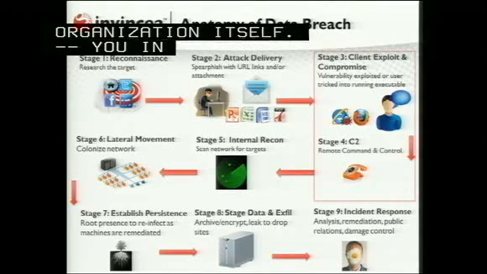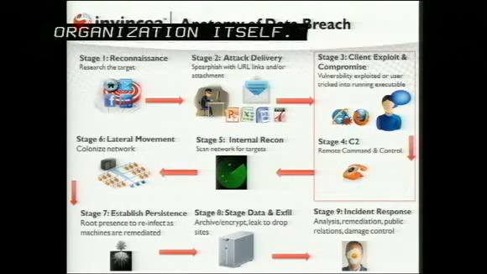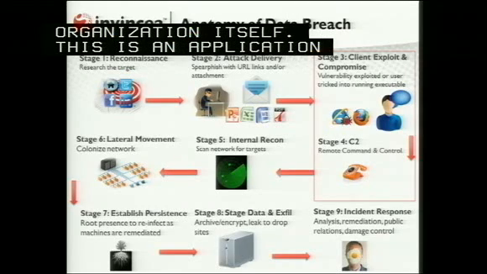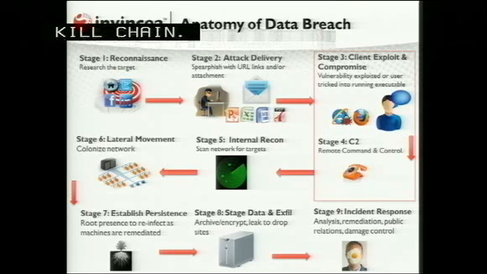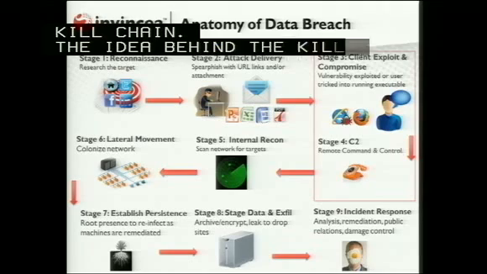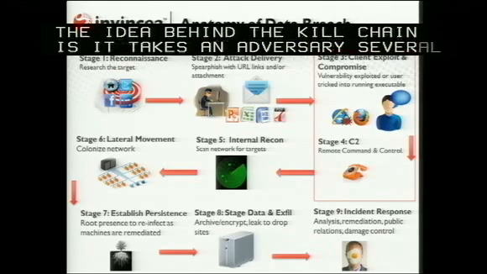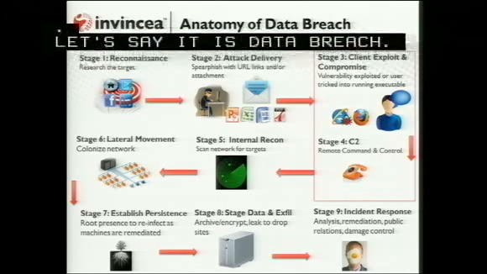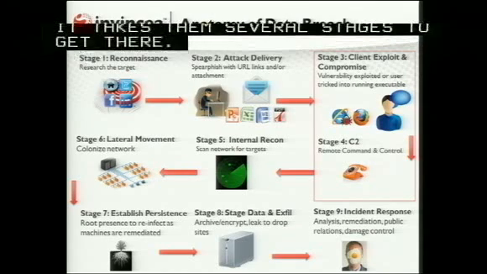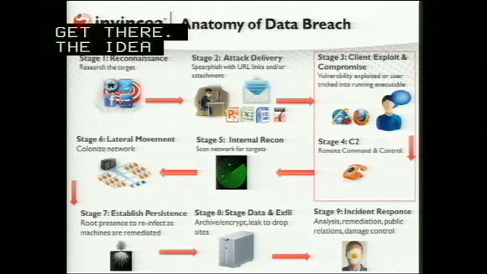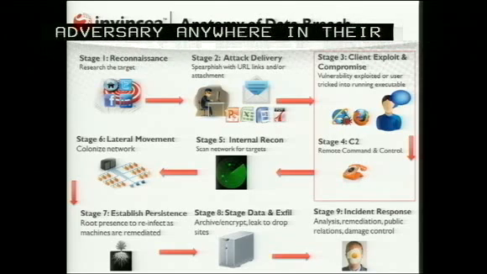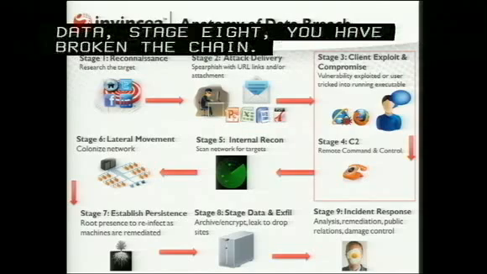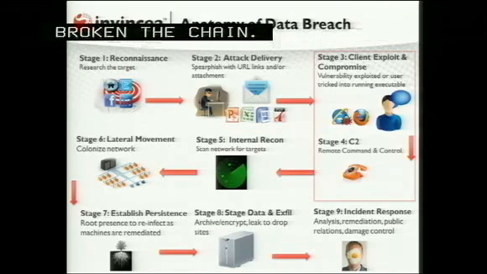And so this is an adaptation of what's called the cyber kill chain. Kill chain is a Department of Defense concept. The idea behind a kill chain is it takes an adversary several stages to get to their objective. Let's say their objective is data breach, right? It takes them several stages to get there. And the idea is if you can stop the adversary anywhere in their tracks before they get to the data, which is stage 8, well, you've broken the chain, right? And what's helpful for learning about cyber threats is this is how they work, almost always. Not exclusively, but almost always.